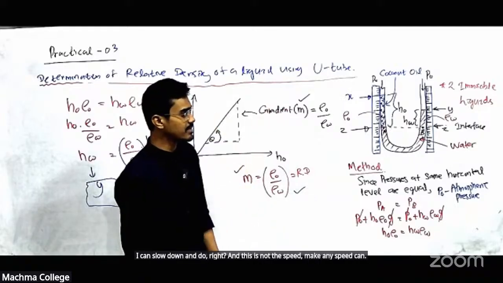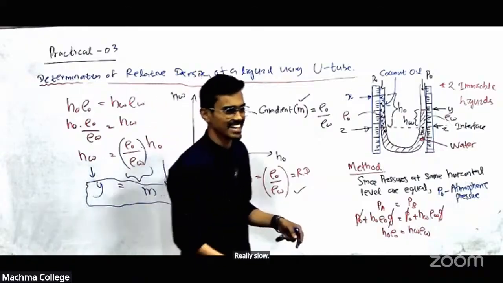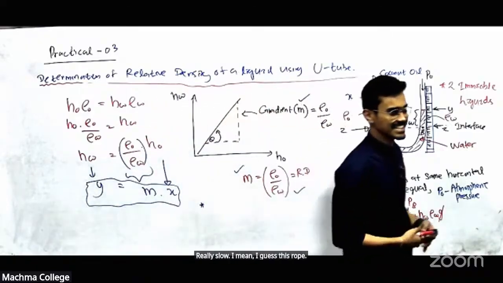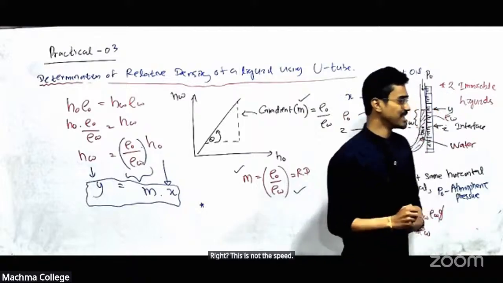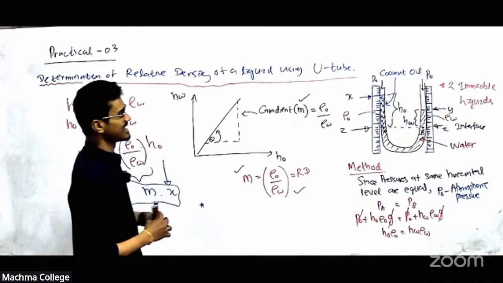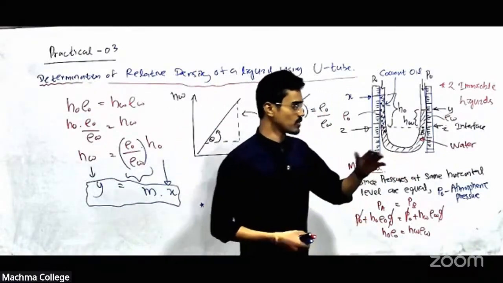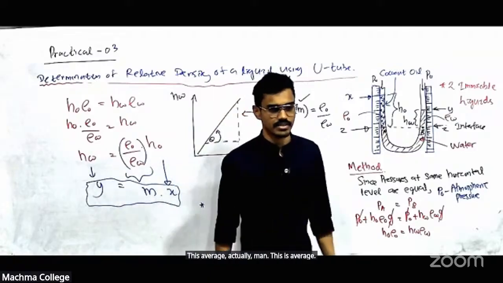In the paper class, this is slow. In my case, this is slow. Right? This is not the speed. Speed case is much faster than this. Right? This is average actually. This is not slow, this is average.